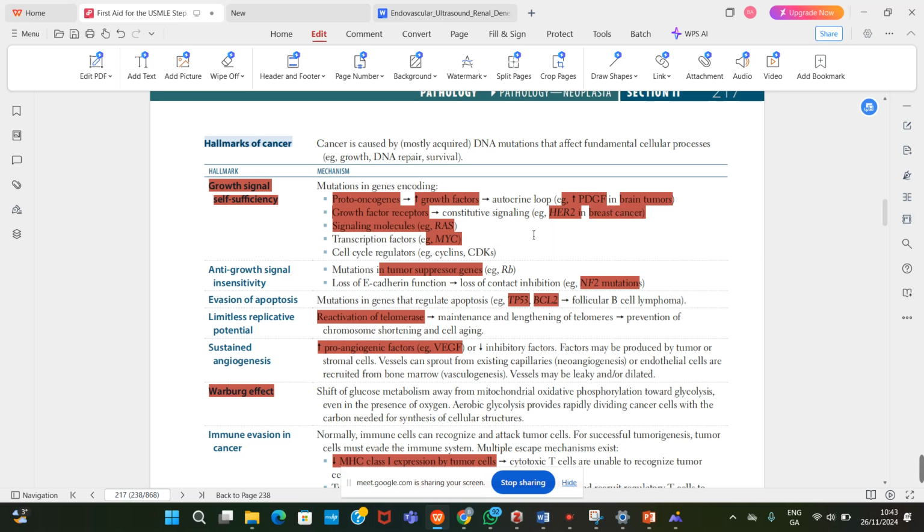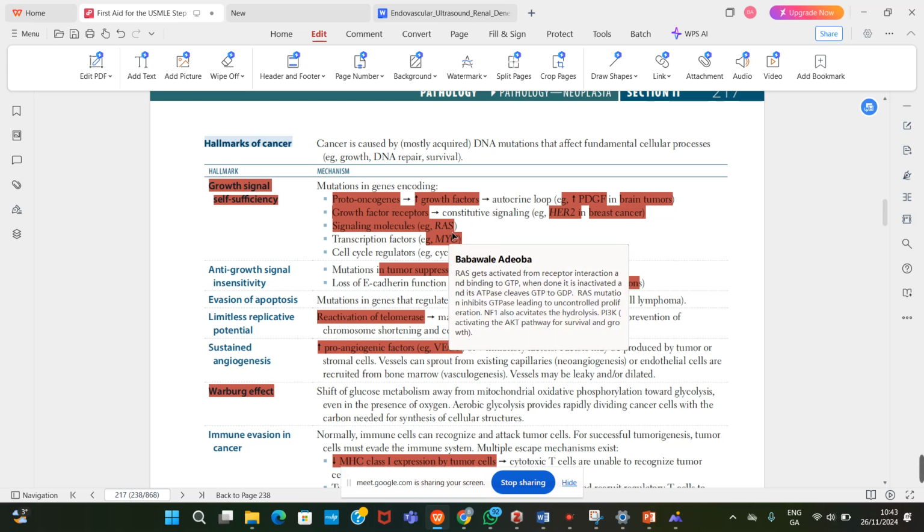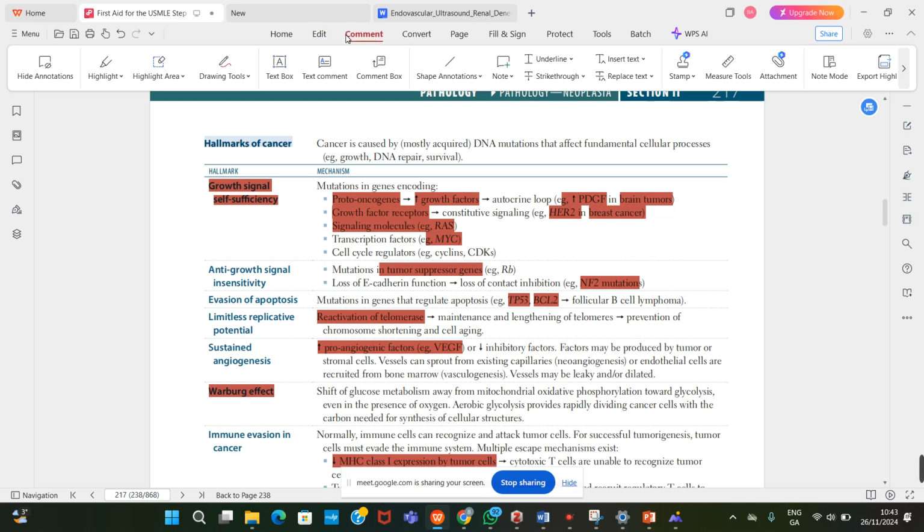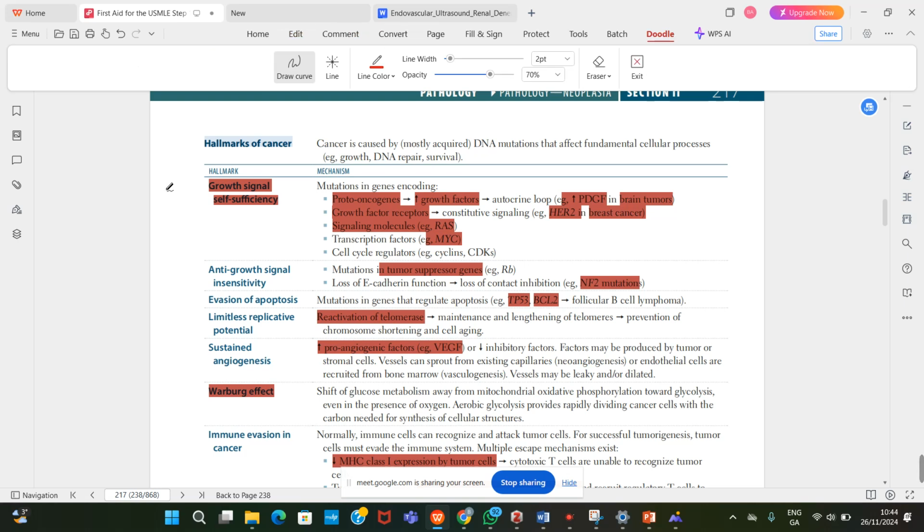Now, after a growth factor has bound to a receptor, it can activate some signaling molecules. An example of that is RAS. Now, what does RAS do? Once RAS becomes activated, it is going to become bound to GTP. So let me draw something. This is a growth factor. This is a growth factor here.